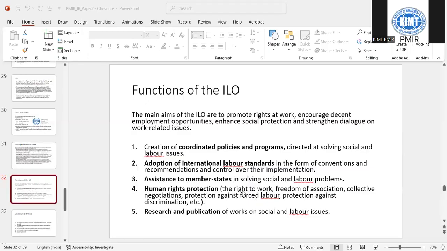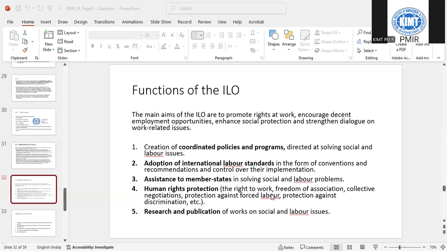Human rights protection: to protect human rights, the right to work, right to speak, collective negotiation, protection against forced labor, protection against discrimination, etc. So everyone has different rights, meaning the fundamental rights that we talk about. Giving protection to all these rights is one function of this organization, International Labour Organization.